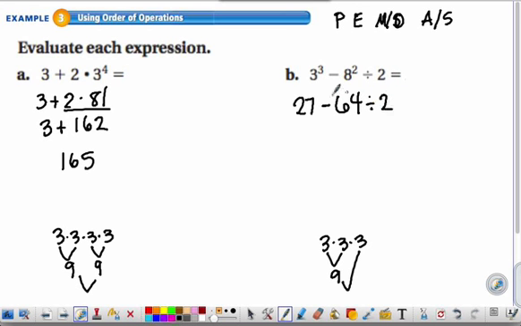Now we have to do division before we can do subtraction. So 64 divided by 2 is 32. We're going to bring down our 27 and our subtraction sign. Now remember, whenever you're subtracting, you change the minus to a plus, change the sign of the next. So we have 27 plus negative 32. And when we have different signs, one positive and one negative, we end up subtracting. 32 minus 27 is 5. You take the sign of the larger number. 32 is a larger number and it's negative, so our answer is negative 5.